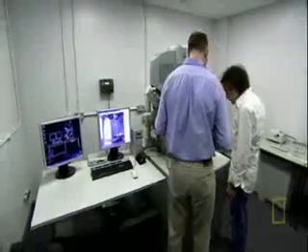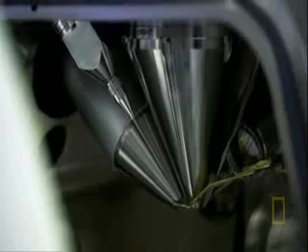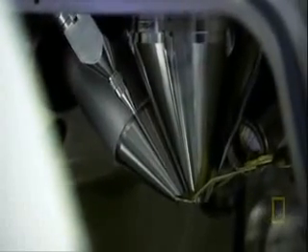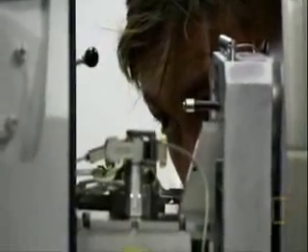Because this is a dual beam microscope, we have an electron beam that comes down here that we use to look at the sample. And over here we've got an ion beam which we use to cut away the sample with great precision. Ions are electrically charged atoms. They can cut stuff atom by atom. Andy wants to show me how.